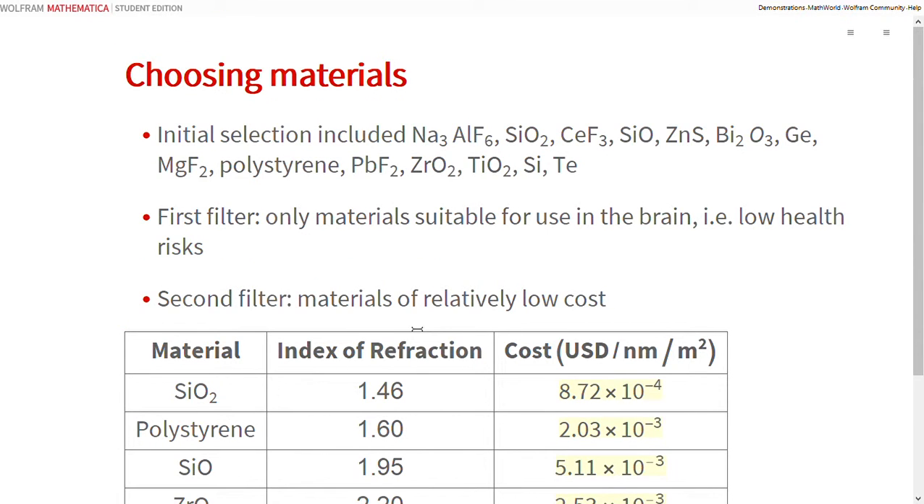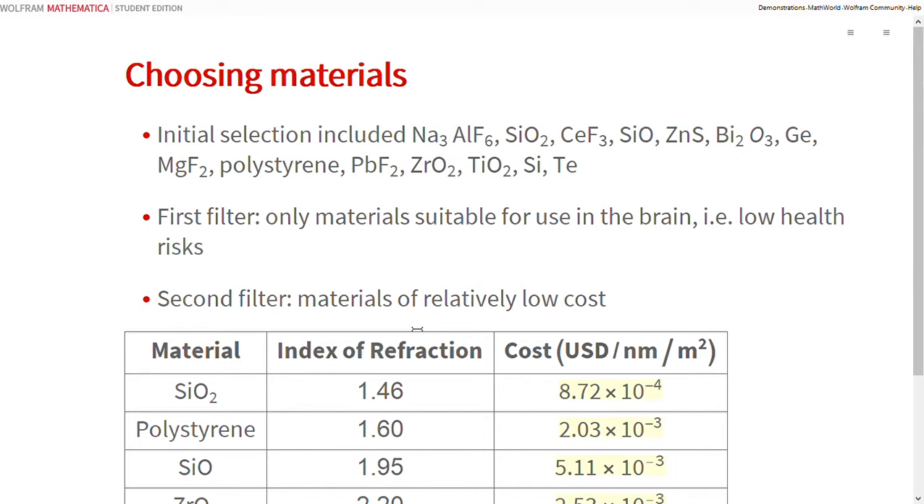So the big obstacle in this case for figuring out the design of the dichroic mirror was material selection. And the material selection started off with an initial range of possible materials that could be selected from. This included cryolite, silicon dioxide, cerium fluoride, silicon monoxide, zinc sulfide, bismuth 3 oxide, germanium, magnesium fluoride, polystyrene, lead 2 fluoride, zirconium oxide, titanium oxide, silicon, and tellurium.